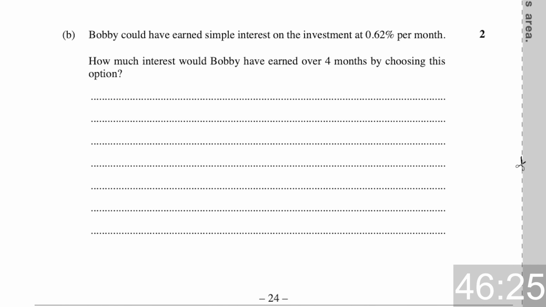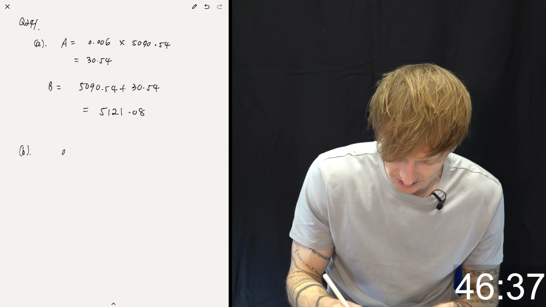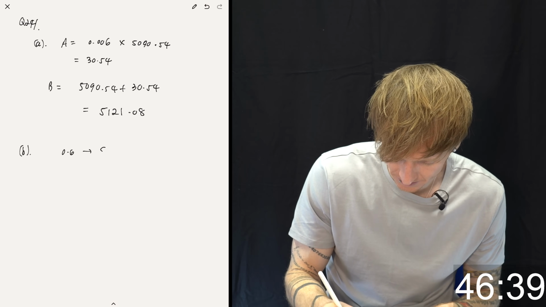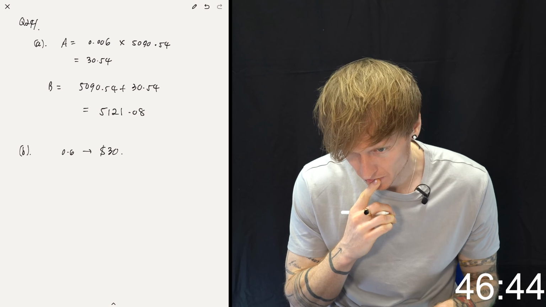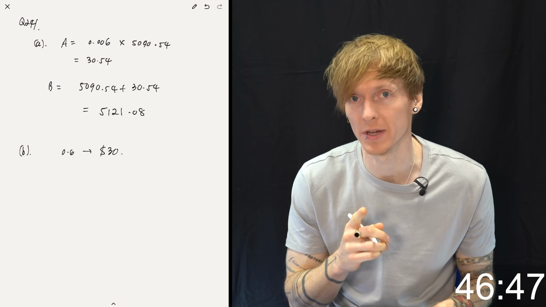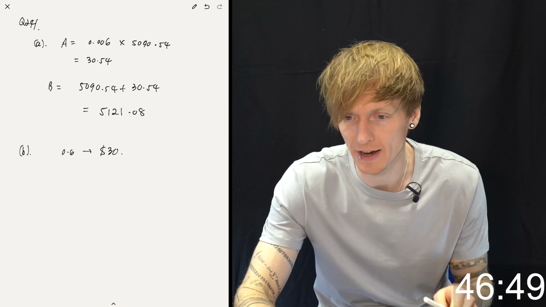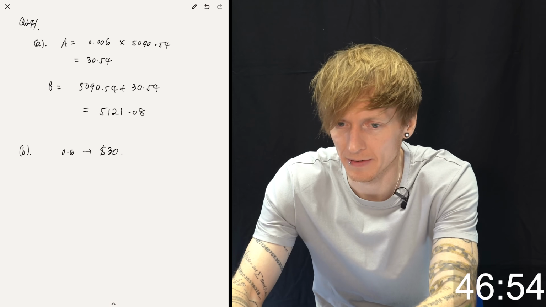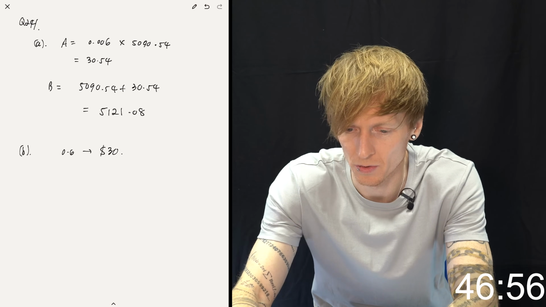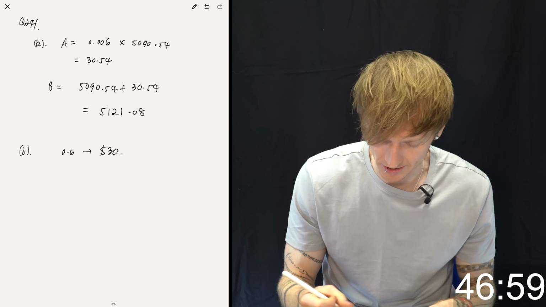So if he starts with 5,000, then he earns $30. No, he doesn't. He earns 0.62. Ooh, okay. So if 0.6 equals $30, and then if he wants 0.62, oh God, that's going to be a little bit more than $30, isn't it? Let's just do it. 5,000 times, I could do it in my head, but anyway, 5,000 times 0.0062 is $31, right.